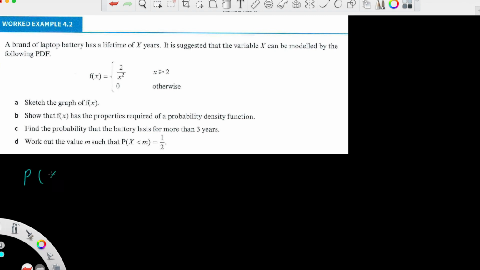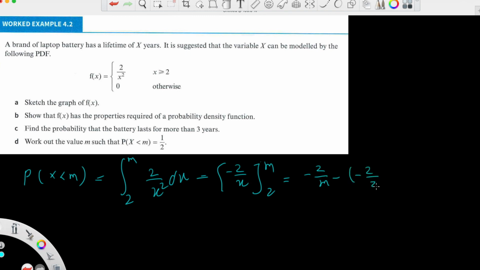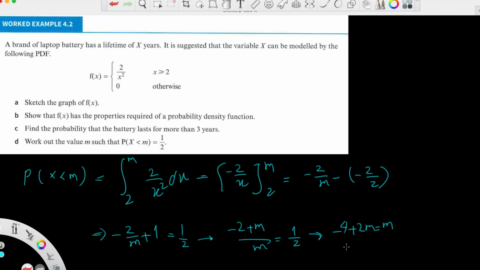Probability of x less than m. It means the integral from 2 to m of 2 over x squared dx. The antiderivative of 2 over x squared is negative 2 over x, with lower bound 2, upper bound, sorry, m. So it will be negative 2 over m minus negative 2 over 2, which is negative 2 over m plus 1. And this probability is to be half. If you take a common denominator, it will be minus 2 plus m over m is equal to 1 over 2. If you do cross multiplication, minus 4 plus 2m is equal to m. I transfer this m to the left hand side, it becomes 2m minus m, which is m, equal to 4. This part is over.